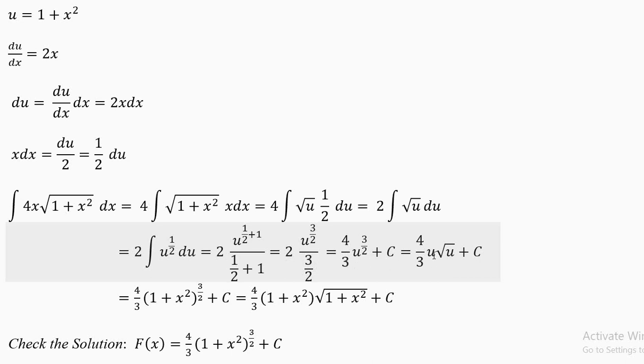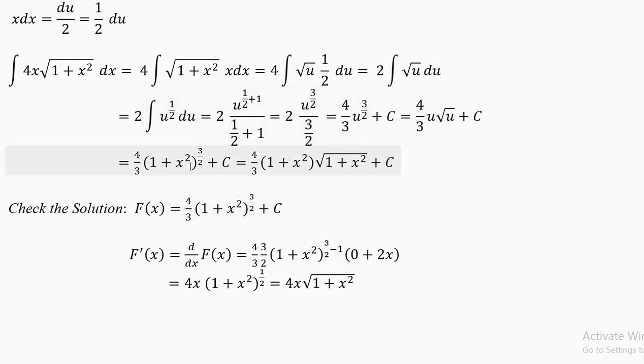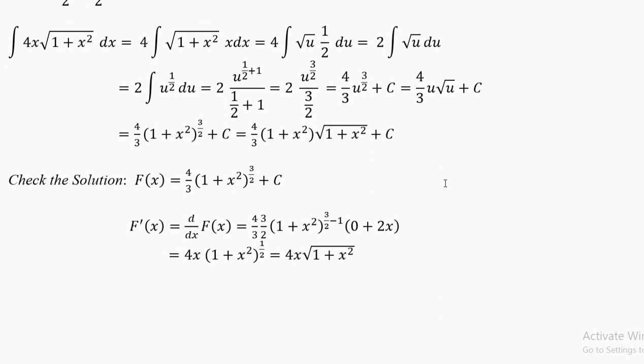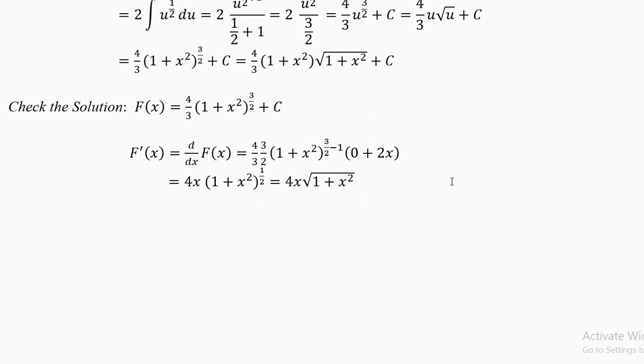Now this can be written as u square root of u, because 3 by 2 is 1 plus half. So this is 1 here and half here, plus c. Now you put back the value of u, you'll get 4 by 3 into (1 plus x square) whole power 3 by 2, which you can also write like this. Learn to write the answer in different ways. Different machines write it, different books write it differently.